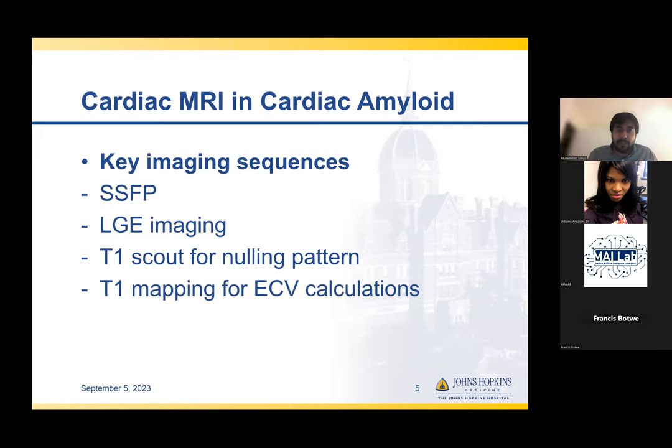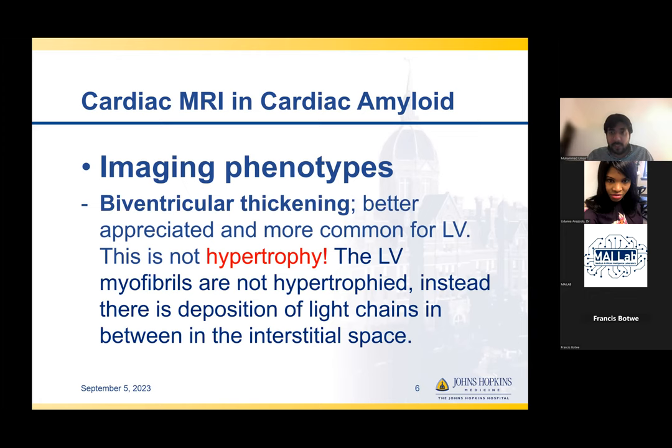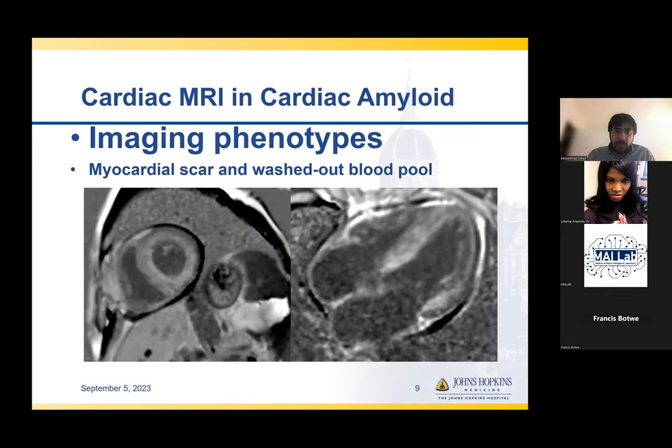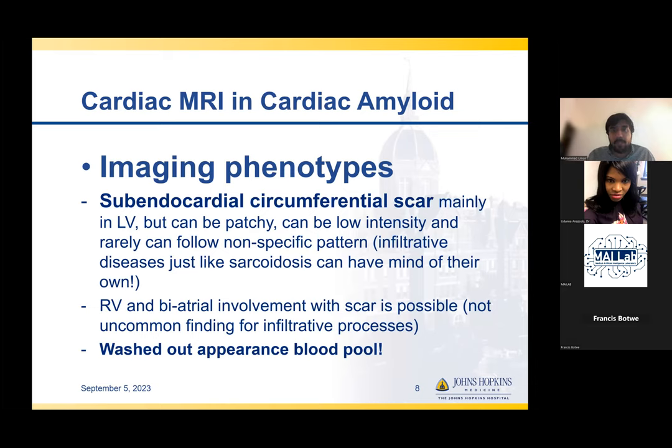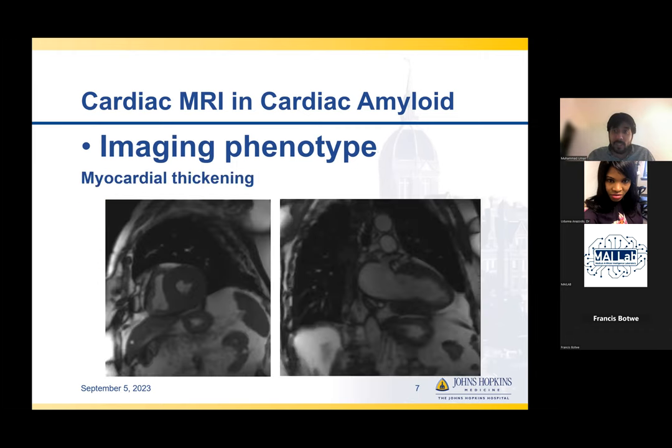So I'm gonna skip these slides about the cardiac amyloid, obviously SSFP, LGE, T1 scout for nulling pattern, T1 mapping, ECV calculations. These are all important for amyloidosis diagnosis. However, we're trying to make a point that the ECV can actually help in cases where there's a gray zone, and sometimes you see some of the findings of amyloidosis, and you're not too sure, but then your ECV is super, super abnormal. And in those cases, you can actually come down on leading with the differential diagnosis of amyloidosis, among others.